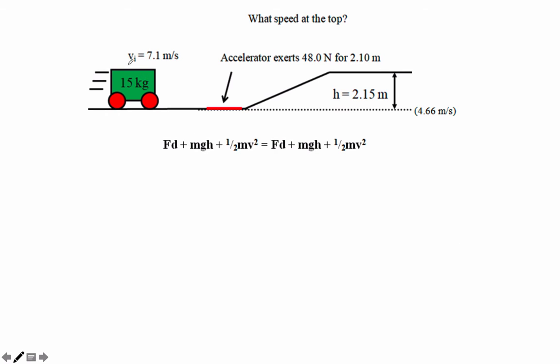Okay, so now this thing's moving and there's an accelerator here. Just don't question the existence of these things. Let's assume that there is an accelerator that can exert a forward force of 2.1 newtons. What speed are we going at the top?